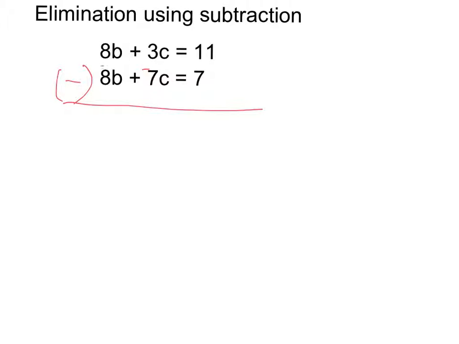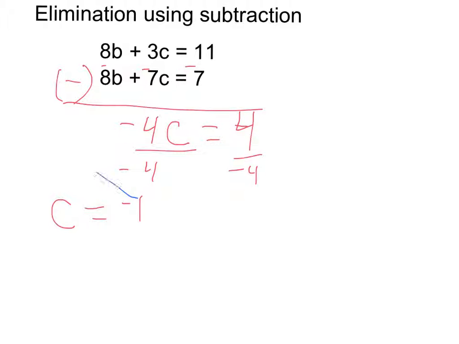So I have a negative 8b, negative 7c, negative 7. So 8b minus 8b is 0. 3c minus 7c is negative 4c. 11 minus negative 7 is 4. So we divide by negative 4, and we're left with c equals negative 1.